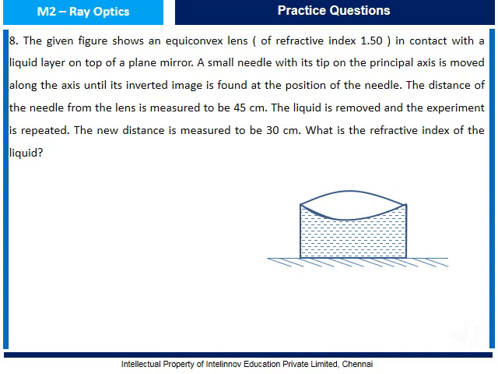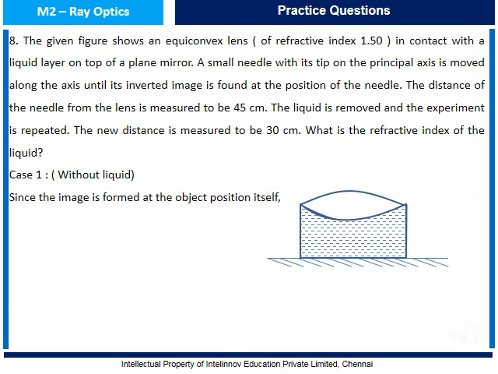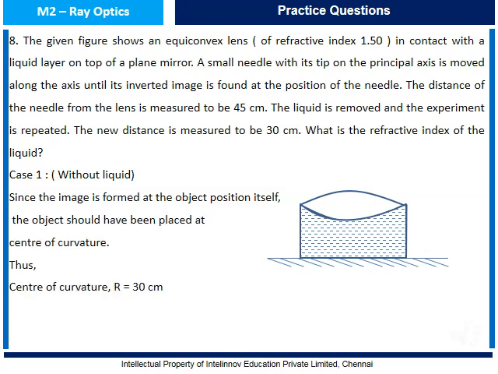There are two cases. One is without liquid and another one is with liquid. First, let us discuss case 1, without liquid. Since the image is formed at the object position itself, the object should have been placed at the center of curvature itself. Thus, the radius of curvature R is equal to 30 centimeter and focus equal to R by 2, which is equal to 15 centimeter. And hence, mu or refractive index of the lens is given by 3 by 2, that is radius of curvature by focus.